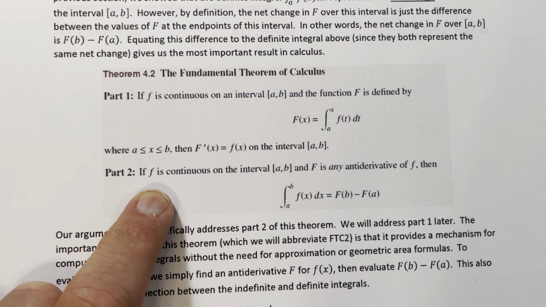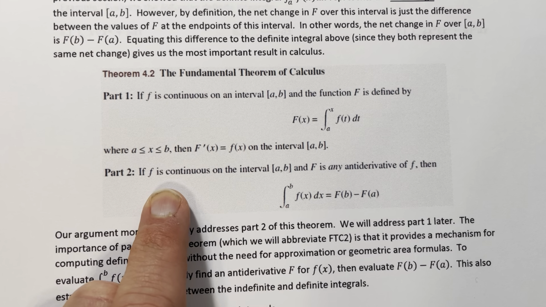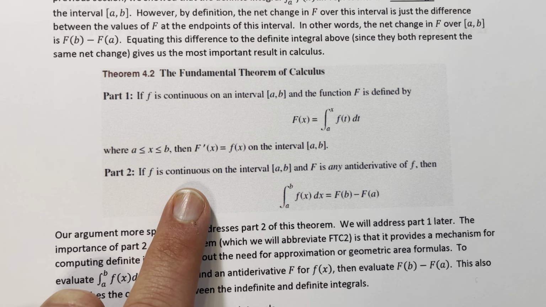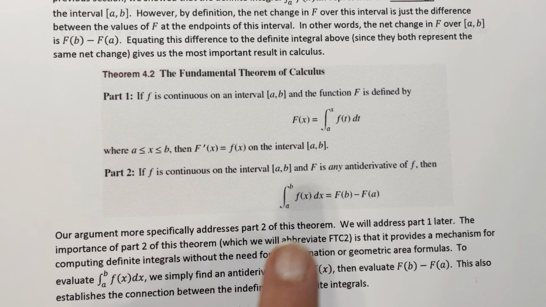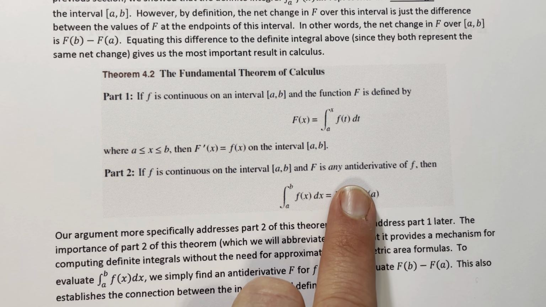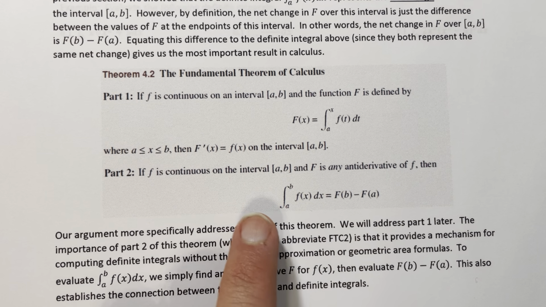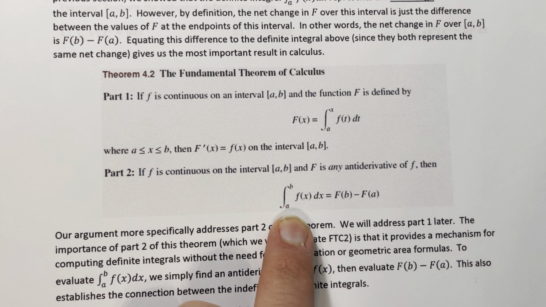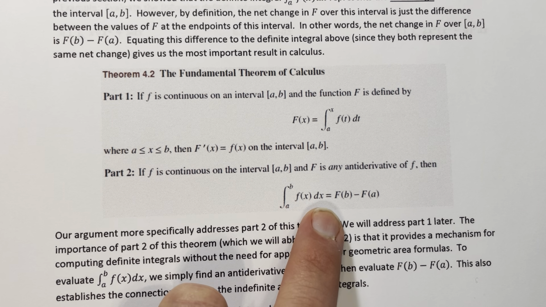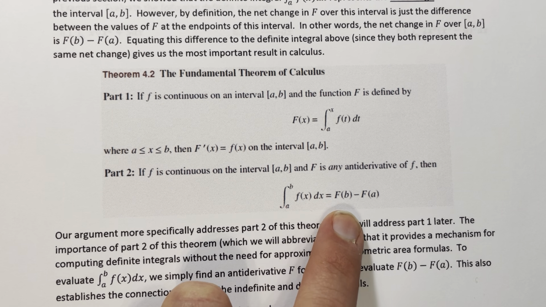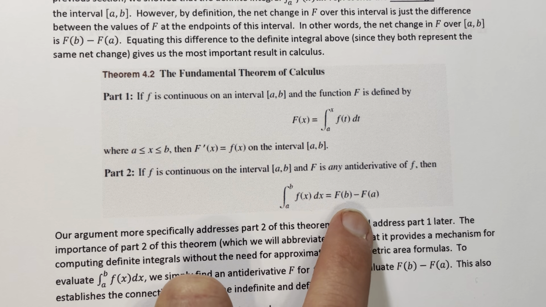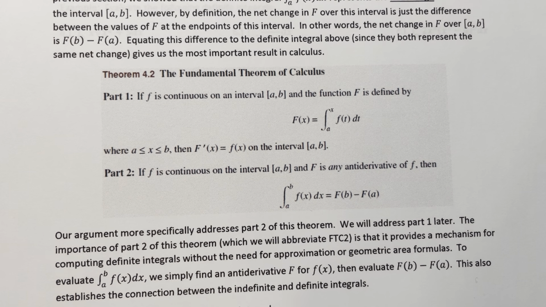So I'm going to read this so we can see it as a part of this theorem. If f is a continuous function on the interval a b, and if capital F is any antiderivative of little f, then the definite integral from a to b of little f of x dx is equal to big F of b, the upper limit, minus big F of a, the lower limit. And what this does is it tells us how to evaluate definite integrals without having to use the techniques that we were using in 4.3.